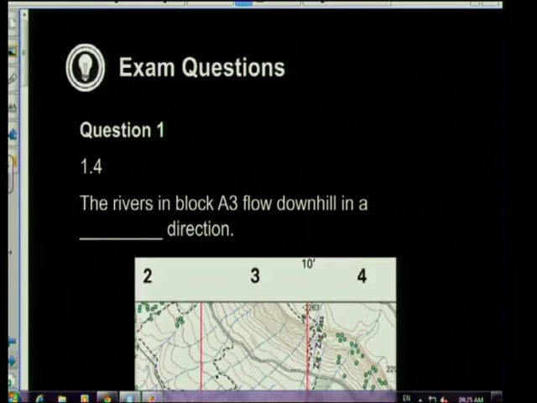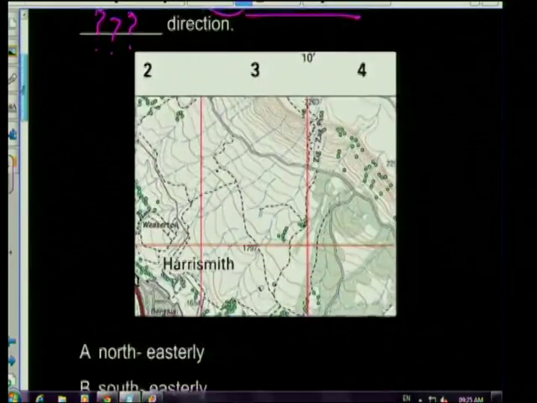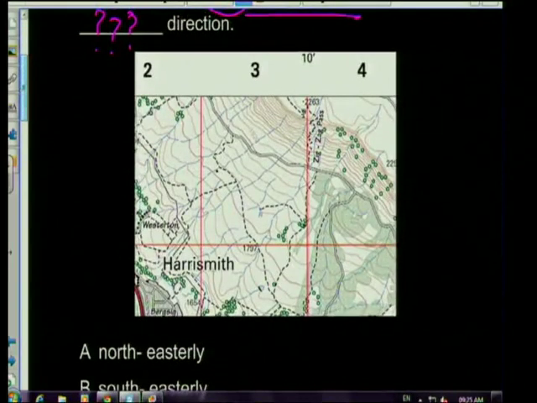And now we're going to focus specifically on areas within the topography of Harry Smith. 1.4. The rivers in block A3 flow downhill in what direction? And luckily, we've got an extract of the map for you to see. Notice that in this particular map, here are our rivers. What type of rivers, guys?